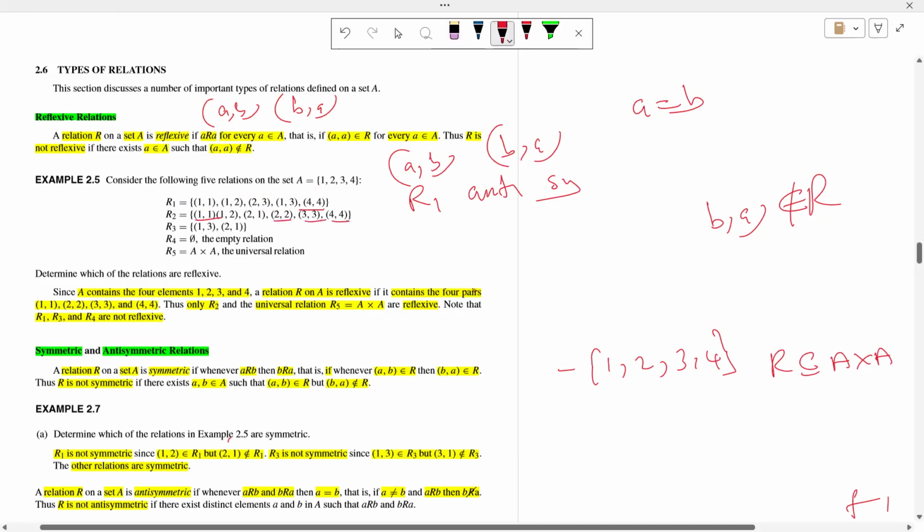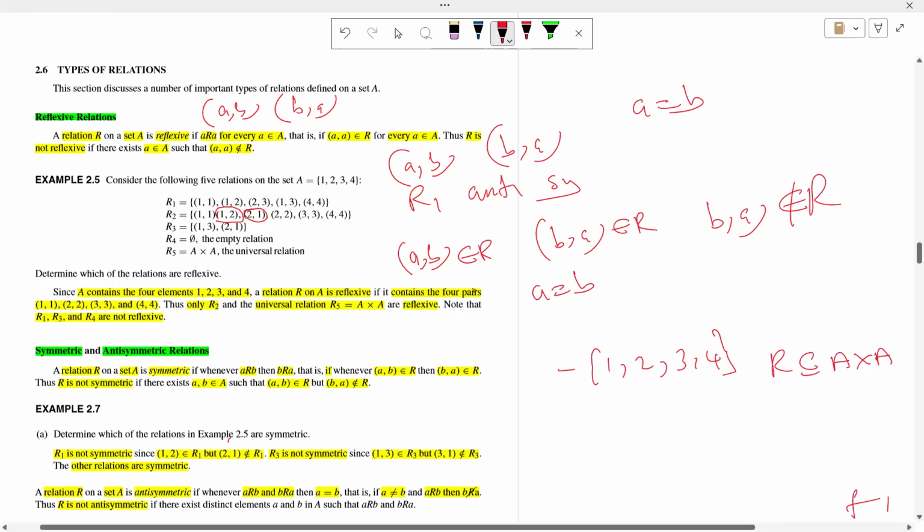If you look at R2, 1 1 is there, 2 2 is there, 3 3 is there, 4 4 is there. But in R2, 1 2 is one ordered pair, and 2 1 is also there as a swapped version. So it is in the form of a comma b and b comma a. But these two happen only because of a is equal to b.